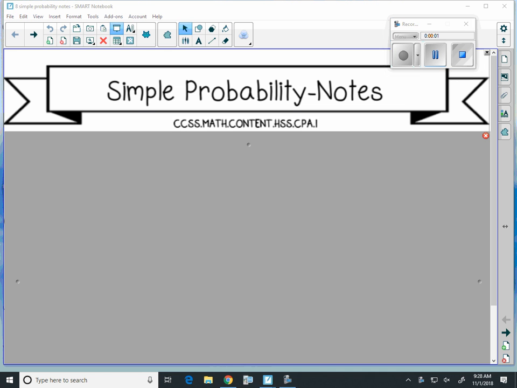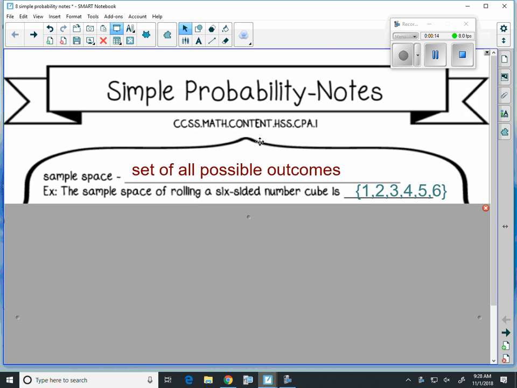All right, so the next set of notes in our probability unit is something called simple probability, and it's kind of what you think of when you think of probability for the most part. So, some vocab at the beginning here: something called a sample space. A sample space is the set of all possible outcomes of a scenario.